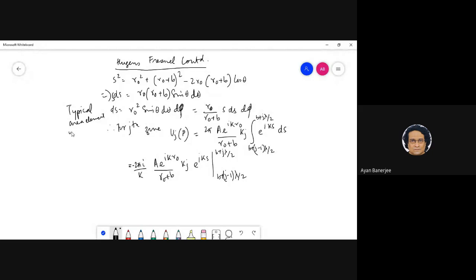The typical area element in spherical polar coordinates. And is it a constant? So we cannot integrate over r. We are only integrating over phi and theta. Phi is symmetric in the azimuthal direction, so just 2 pi. Theta is the one that is varying, and theta we replace from here, basically.